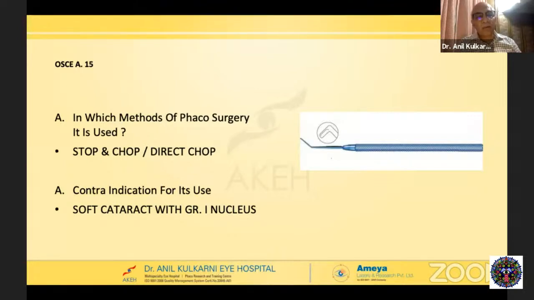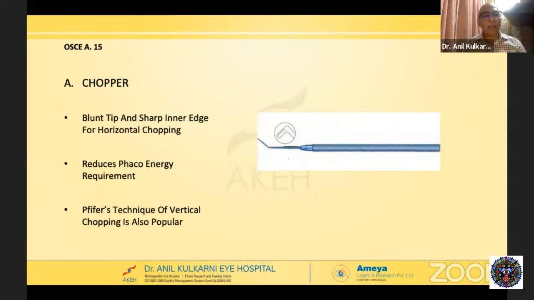Contraindications, obviously, for a soft cataract with only grade 1 nucleus, because you cannot chop these soft cataracts. You need what is called the spring technique or sequential pulsed removal of an inner nuclear girdle. The chopper has a blunt tip and a sharp inner edge when you want to do horizontal chopping. It reduces the phaco energy requirement by making the pieces smaller.